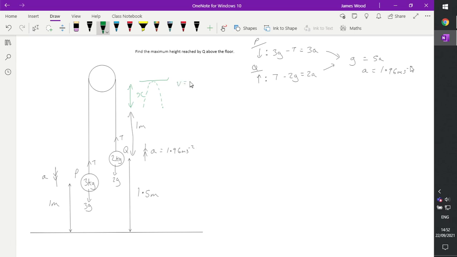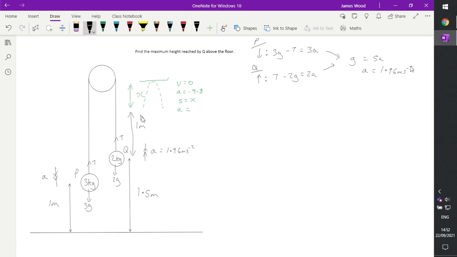So v is 0. a would be minus 9.8. The distance would be x, that's what I'm trying to work out. But I don't have a time for this, how long this takes, and I don't have an initial speed. But I think I could probably work out an initial speed, because the initial speed of this extra bit is going to be the final speed of this section. So let's try and find the final speed of this section here.